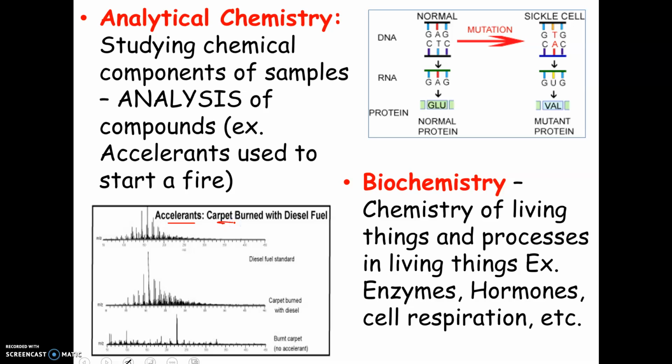So maybe there was a fire and they want to know, did somebody start this fire? And so they would run certain tests that would give us, if you notice here, whether or not an accelerant was used and what kind of accelerant. Was it gasoline? Was it alcohol? Like what was used to start the fire? So analytical chemistry, definitely breaking down substances into their components.